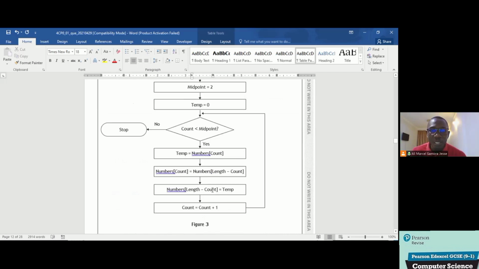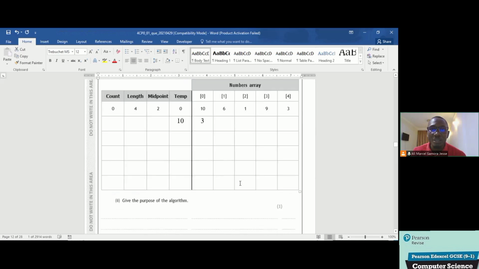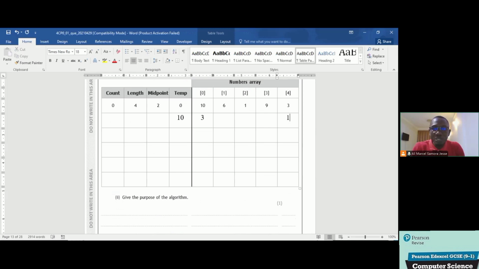Number length minus count equals temp. We had traced the temp to be 10. So number length, which is 4 minus 0, is equal to temp. And we had traced temp to be 10. So in the place where we have this number length, that is on the trace table 4 here, we are going to put the 10 that we had traced to be temp. I hope that is clear.